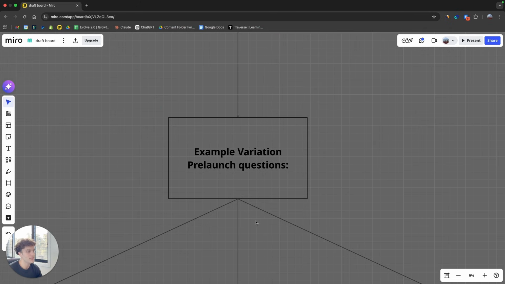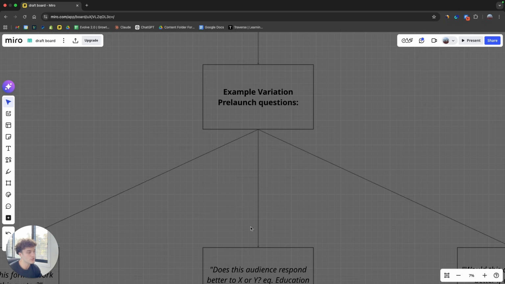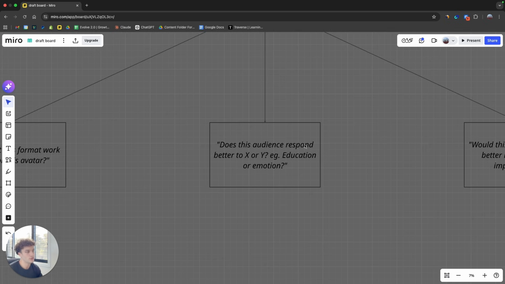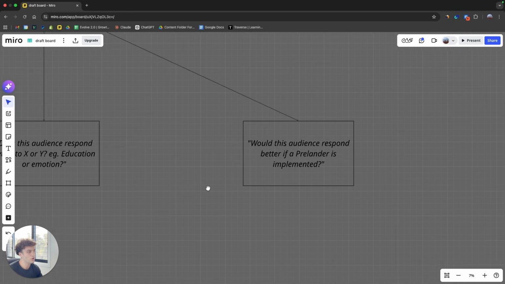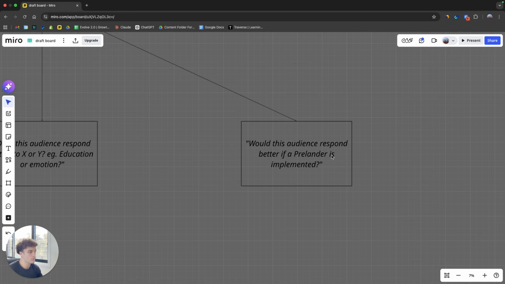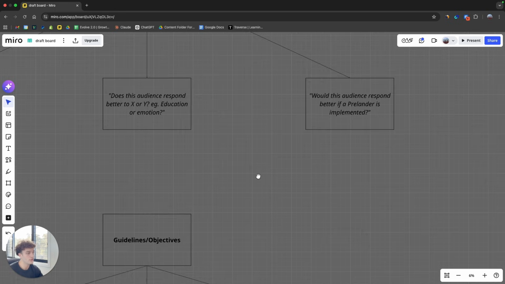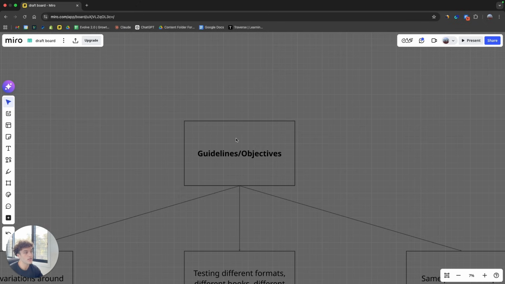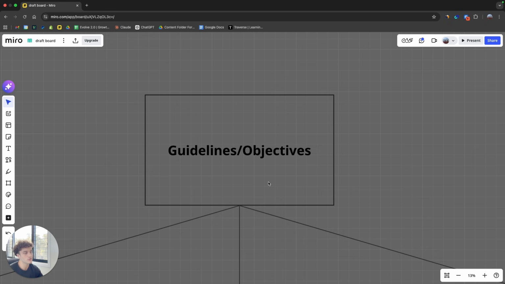So these might be some example variation pre-launch questions. So, why might this format work better for this avatar? Does this audience respond better to X or Y? Education on motion. Would this audience respond better if a pre-lander was implemented? If there's a bit of an awareness mismatch between your script, your audience, and your product page, you might want to implement a pre-lander in place to help convert the people that are too cold. That could be a good strategy. That's a very, very good strategy, actually. And you'll see how in the ad account breakdown in a minute, that's all it really took for us to just rip.